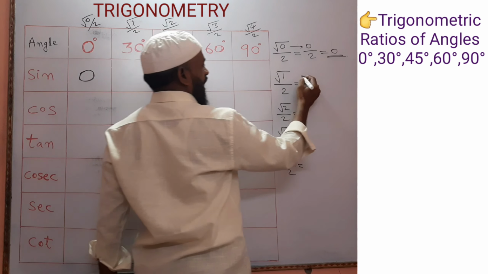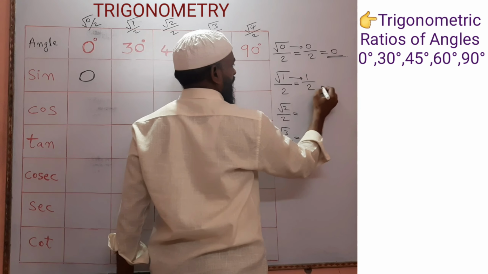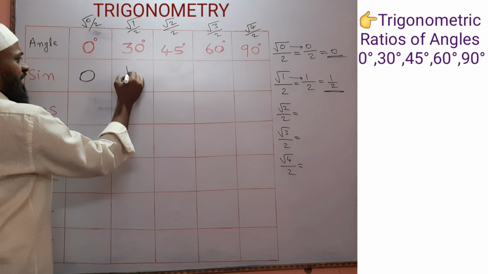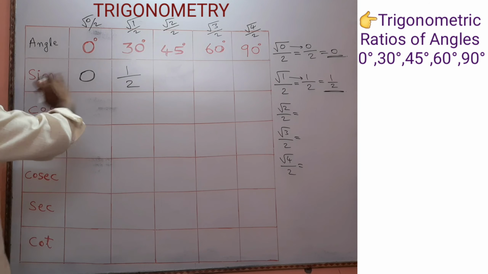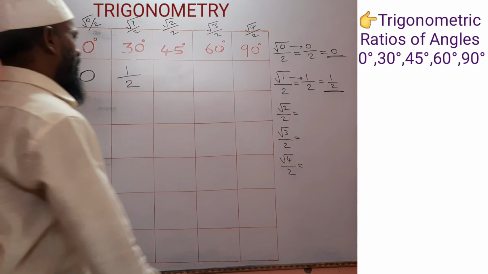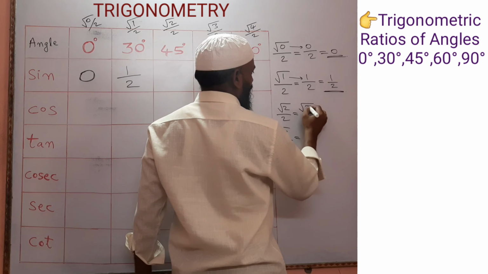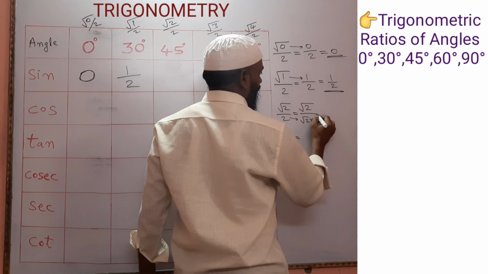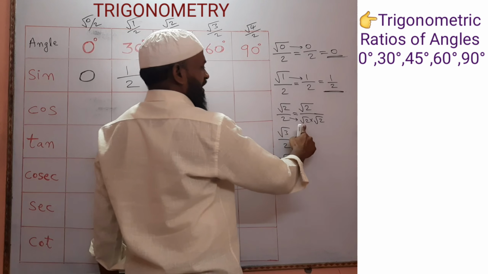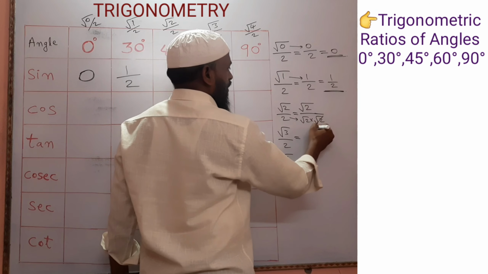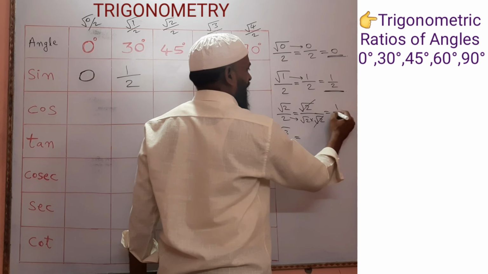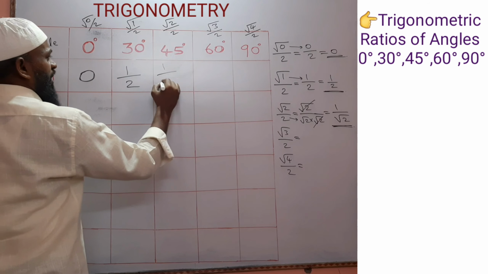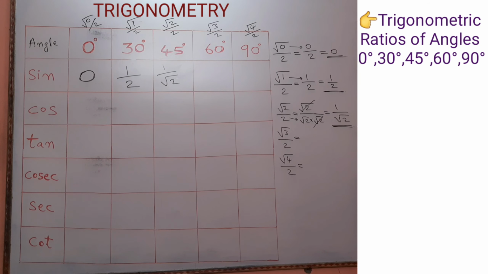Next one is square root 1 by 2. Square root 1 is only 1. So 1 by 2 is nothing but 1 by 2 only. So sine 30 degree we can find as 1 by 2. Next one is square root 2 by 2. We can write 2 as square root 2 into square root 2. One square root 2 gets cancelled with one square root 2. Remaining is 1 by square root 2. So this will be the value of sine 45 degrees, 1 by square root 2.